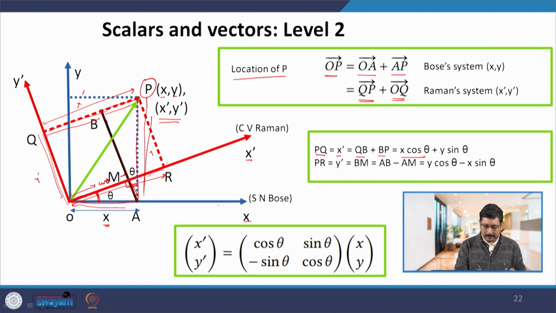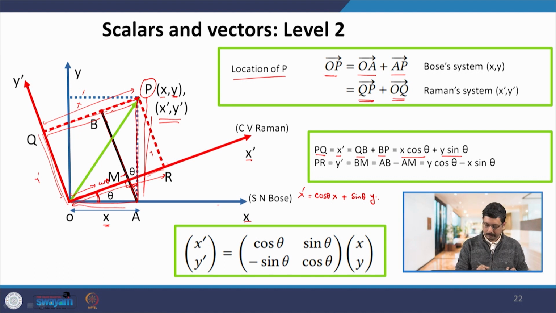Now, if this angle is theta, now, we know that AP represents the y coordinate in the blue system. So, BP is y sin theta. So, this is BP. So, we get an equation that x prime is cos theta times x plus sin theta times y.